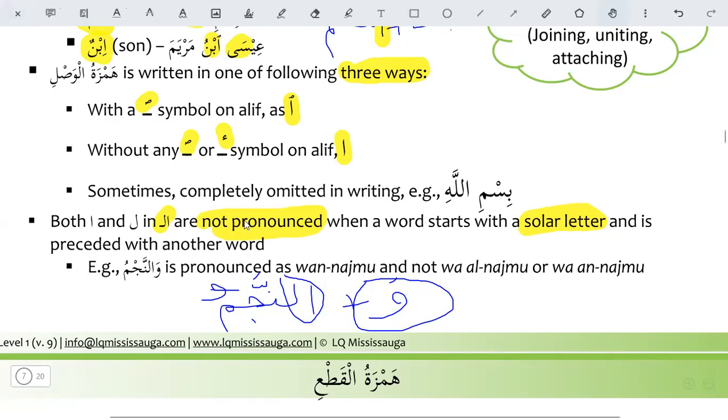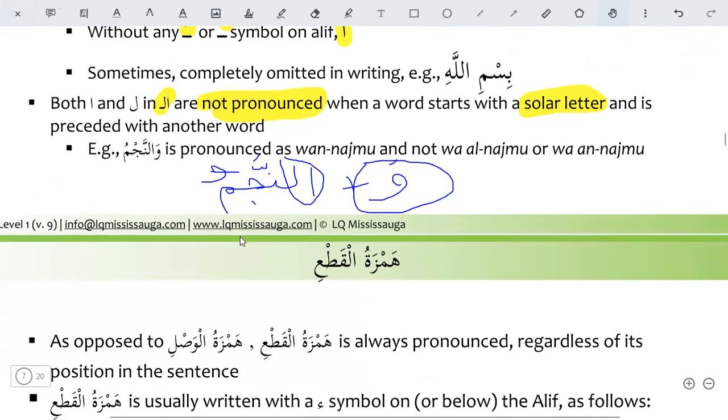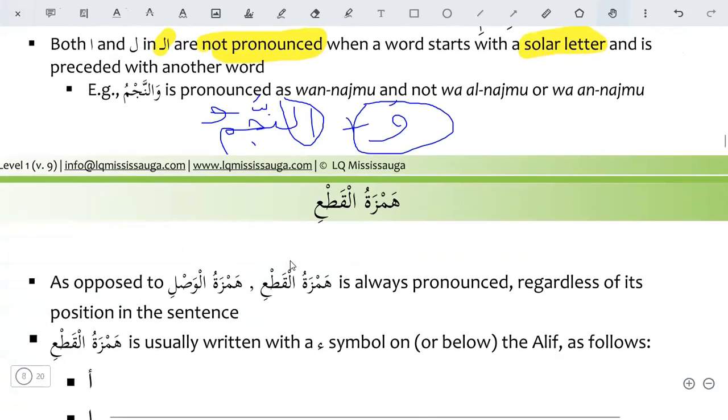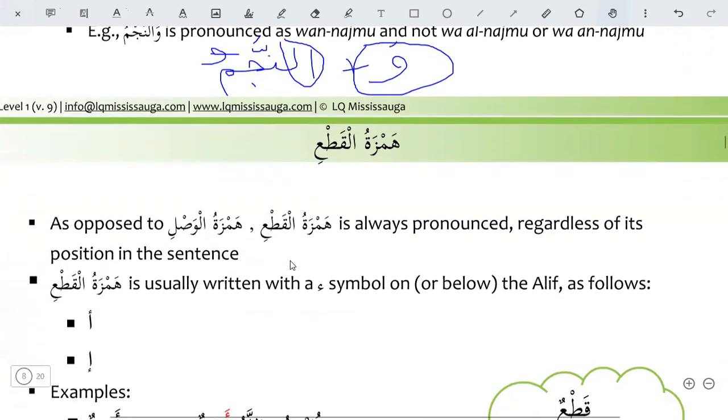If alif lam is attached to a solar letter, that is the case. But if alif lam is attached to a lunar letter, or moon letter, then we will only skip alif, and lam we will pronounce because that is a lunar letter, moon letter.